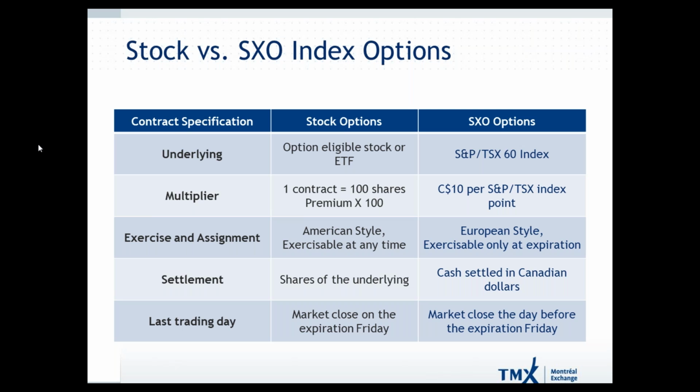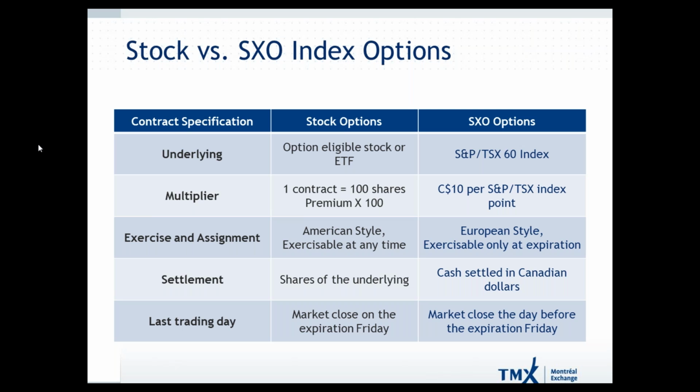And because a stock is priced differently than the index, we have to determine the value of the contract differently. With the stock option, one contract equals 100 shares, so we multiply the premium by 100. For the index option, in this case, we multiply the option contract by $10, which represents the value of each S&P TSX index point.